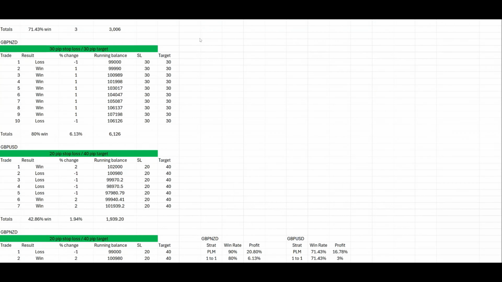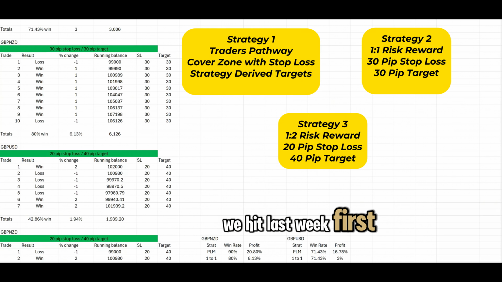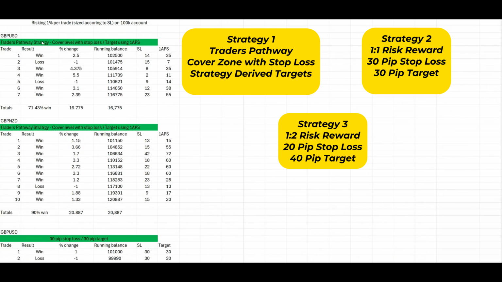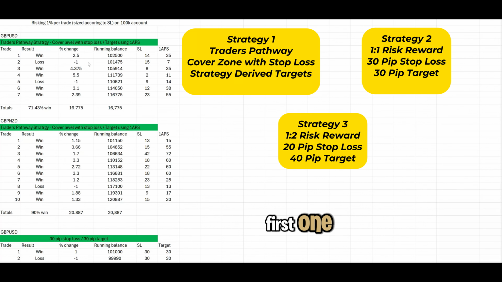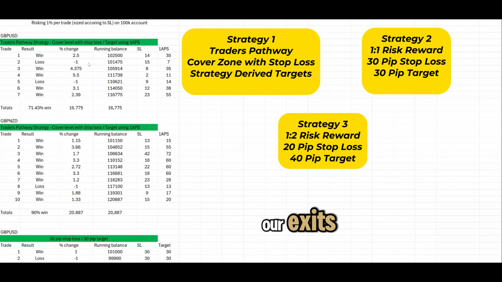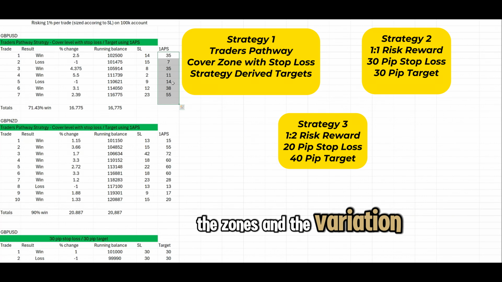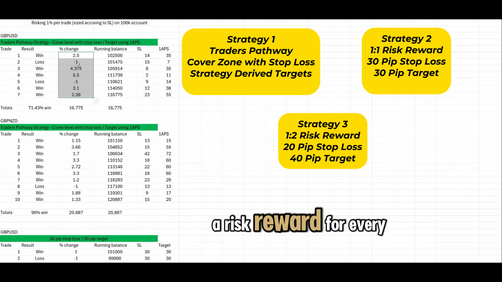We're going to apply 3 different risk management profiles to the levels that we hit last week. First, Trader's Pathway strategy. We're covering the level with the stop loss and we're using areas of potential struggle, APS, to find our targets. So we're just using the first one. So we're basically reverse engineering the level strategy to find our exits. So you can see the variation on the stop loss, obviously due to the sizes of the zones, and the variation on the targets, which give a varying risk reward for every trade.